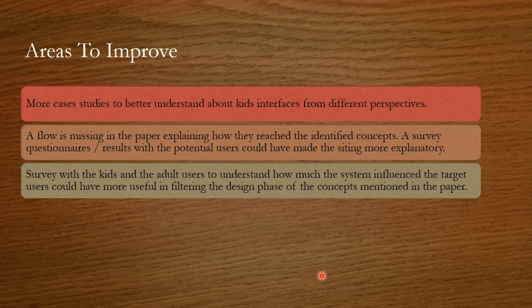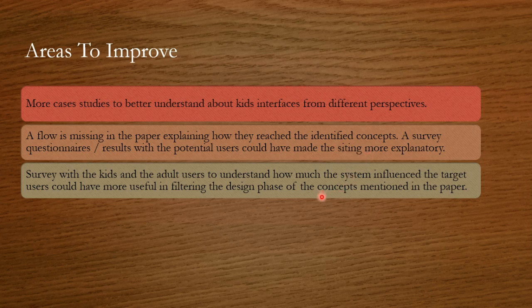Some areas that seem to need improvement are that more case studies should have been included, which would have helped to understand the kid interface design from different perspectives. Then a flow is missing in the paper explaining how they reached the identified concepts. So many brainstorming concepts are presented, but how did they reach there? Did they do any survey on that with the potential users? That would have made the paper more explanatory.